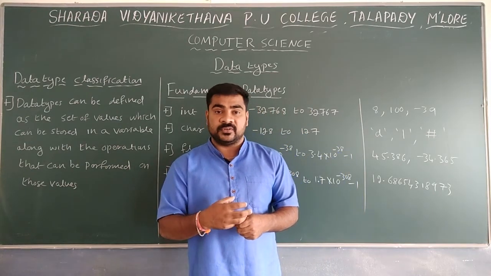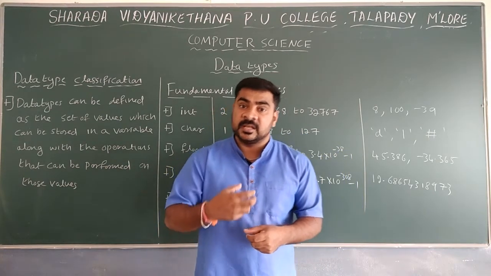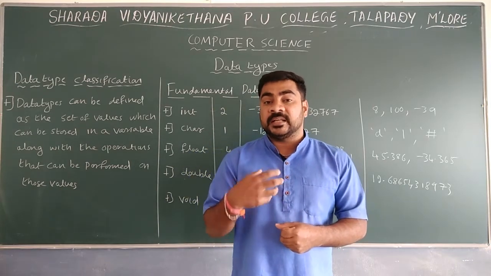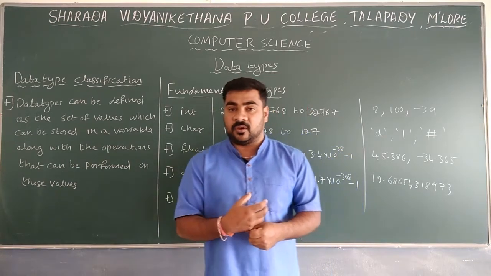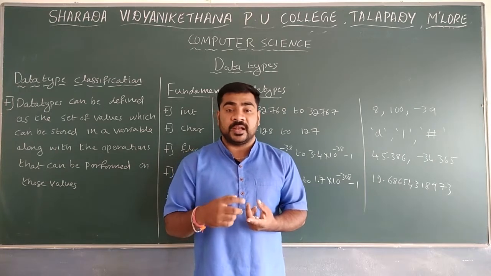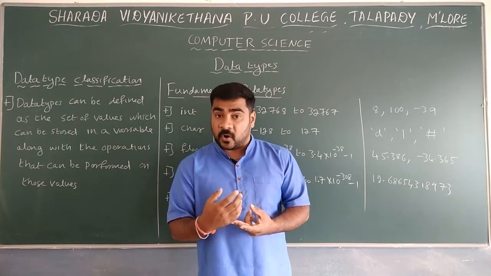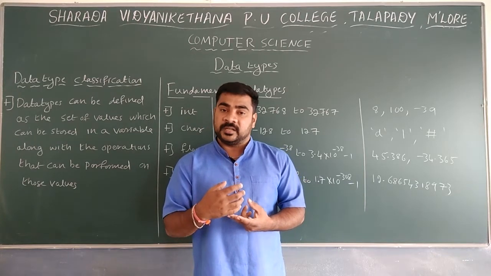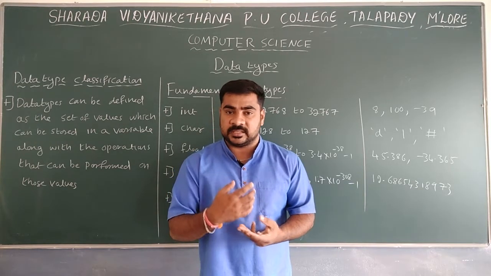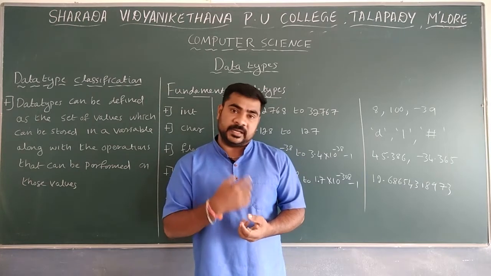Next, the type of data type known as derived data types. The derived data types are derived from the basic or fundamental data types. For example, arrays. Arrays are the next topic we will discuss. Next, pointers. Pointers are also derived data types, and also references. These are some derived data types.